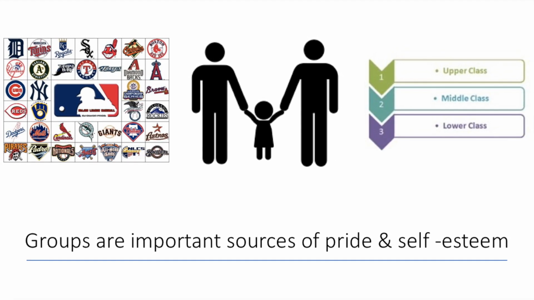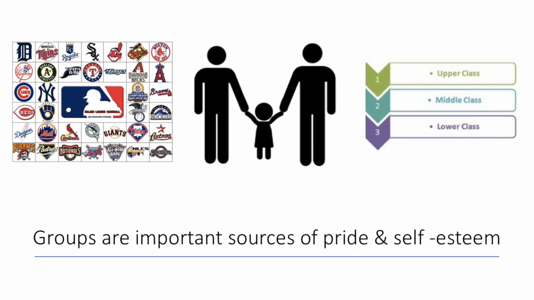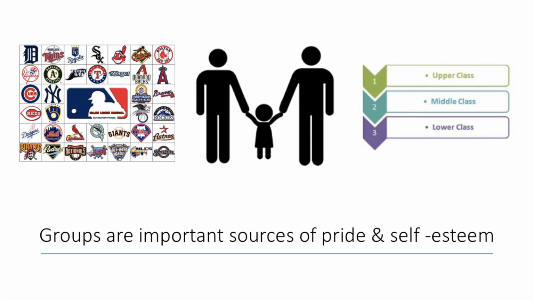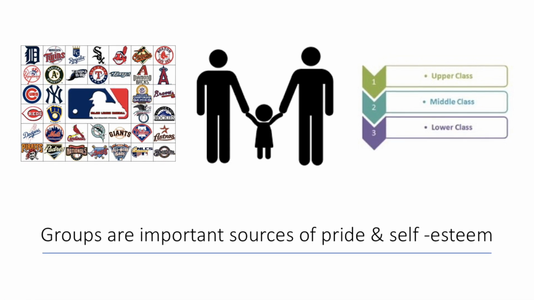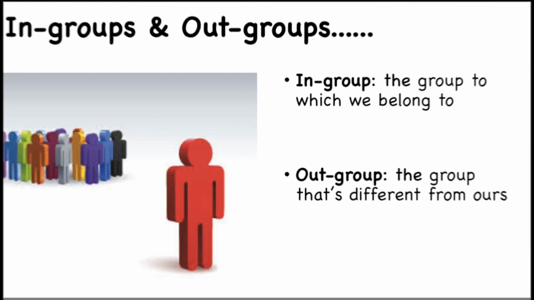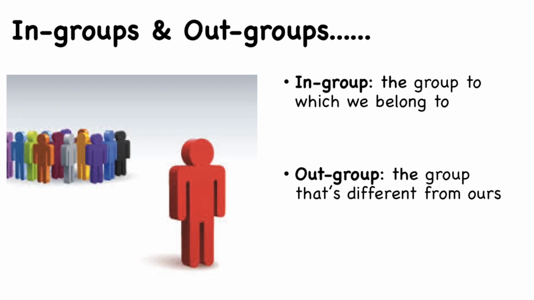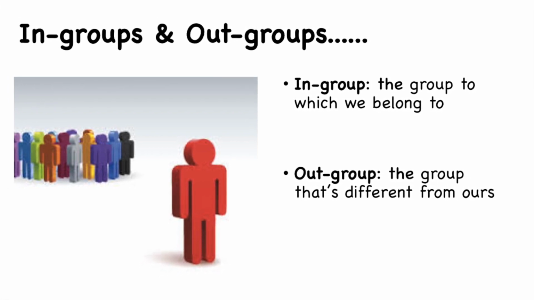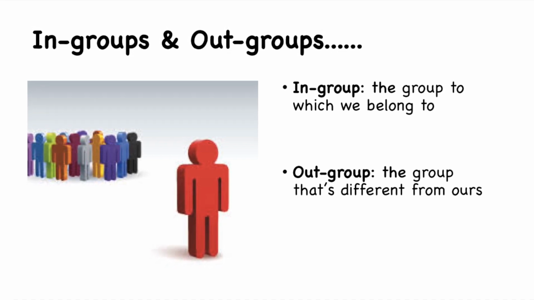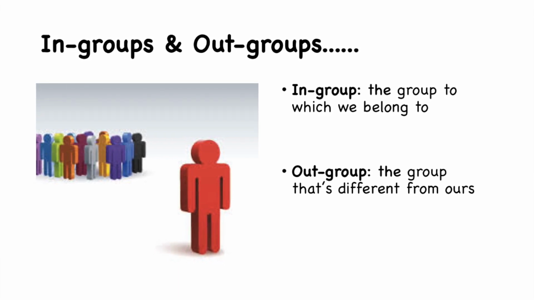In order to increase our self-image, we enhance the status of the group to which we belong. In doing so, we divide the world into them and us, meaning in-groups and out-groups. So what exactly is an in-group and an out-group? In simple terms, an in-group is the group to which we belong, and an out-group is the group that's different from ours. Group members of an in-group will seek to find negative aspects of an out-group, thus enhancing their self-image. Let's go over a quick example.